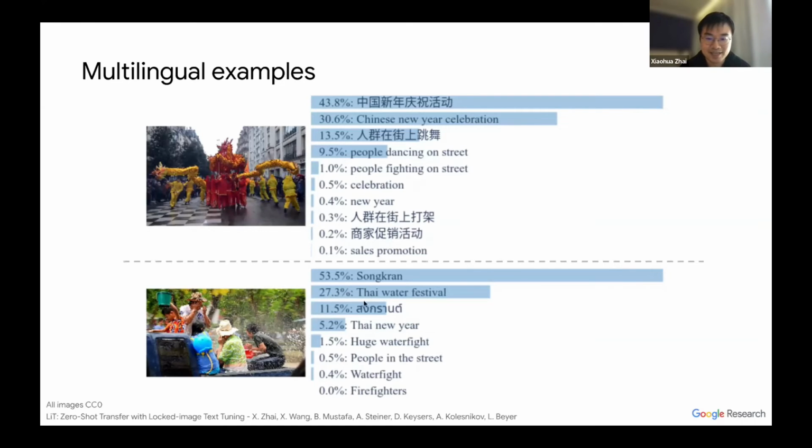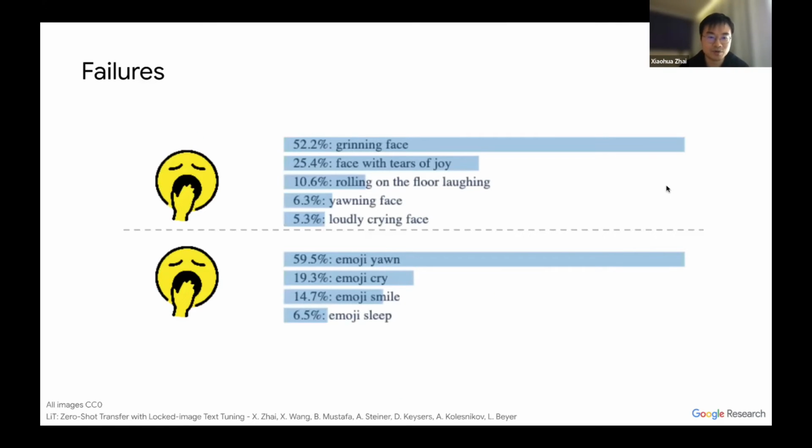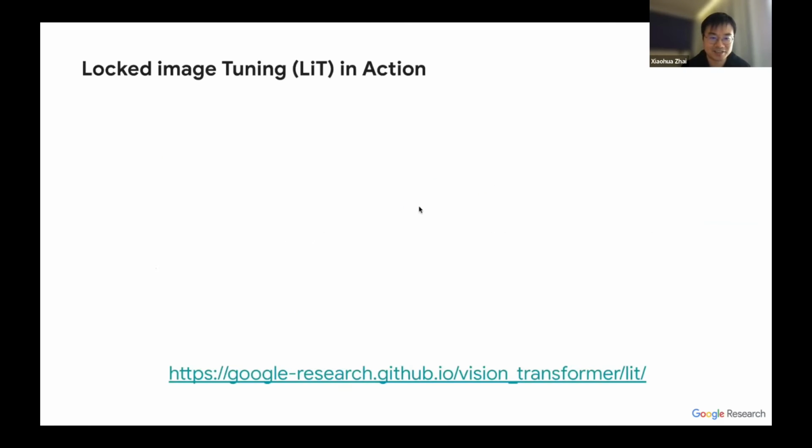And here, Thai Water Festival. This also recognizes original Thai words, ranked not at top, but top 3. Of course, the model also has a lot of failures, like it cannot distinguish very fine-grained details from the image. It confuses grinning face with yawning face.